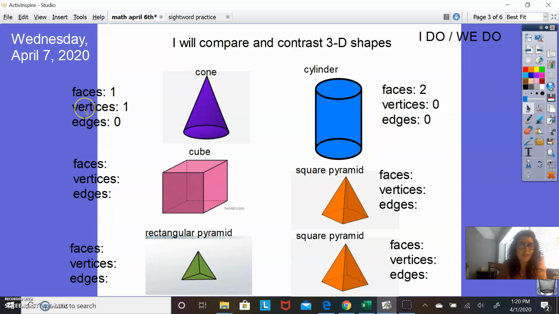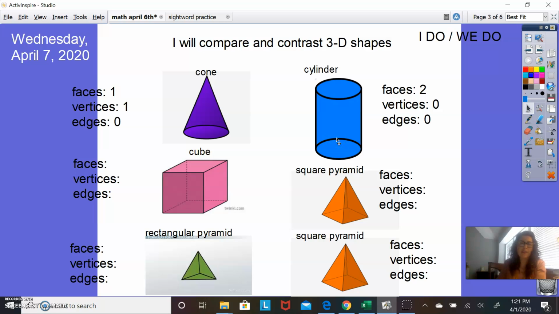Let's look at the vertices. 1 for the cone, 1 vertex, 0 for the cylinder. So that would be different. Let's look at the edges. 0 edges for the cone, 0 edges for the cylinder. So we could say that is the same.